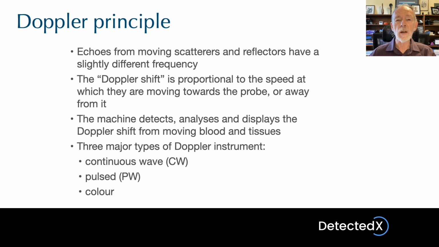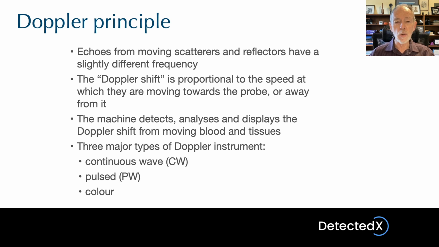Whenever there is movement of the targets, the echoes coming back from those targets will have very slightly different frequencies to the transmit frequency. That difference, that change of frequency due to the motion, is called the Doppler shift. The machine can detect the Doppler shift and measure it. The Doppler shift is proportional to the speed of motion of the targets, but it's not just their absolute speed, it's the speed at which they are moving towards the probe or away from the probe.